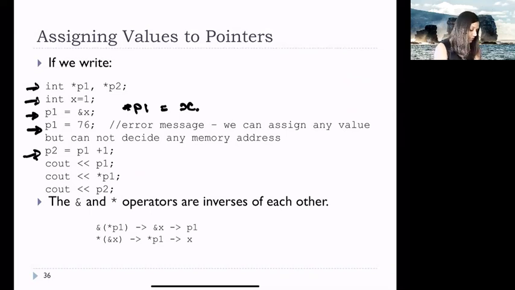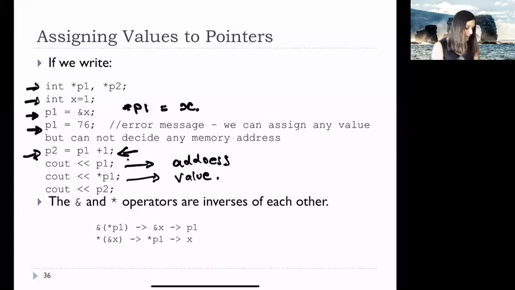So if you do something like this, then it's not an operation on what's stored in that memory, but an operation on the address of those pointers. If you cout p1, it's going to print out the address, as we just saw in our previous example. If you cout pointer p1 with the dereference operator, then it's going to print out the value stored at that address. And if you again cout p2, it's going to print out the address.